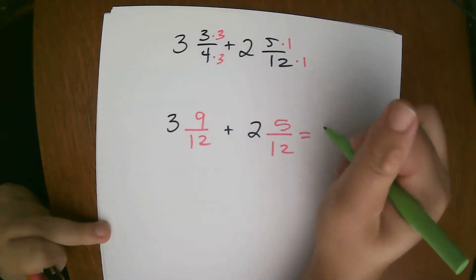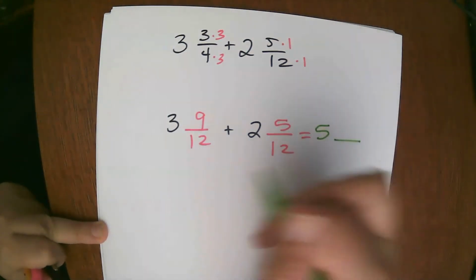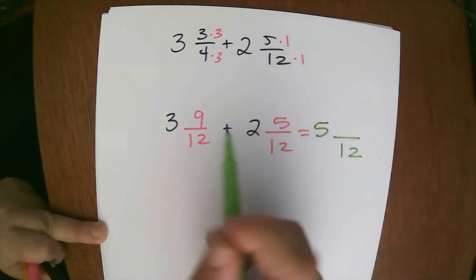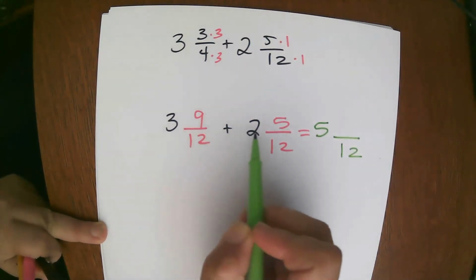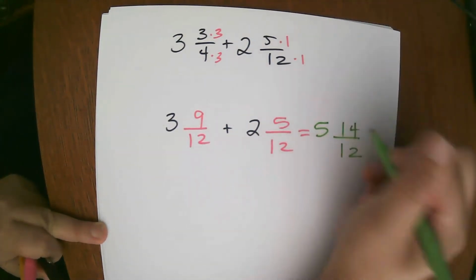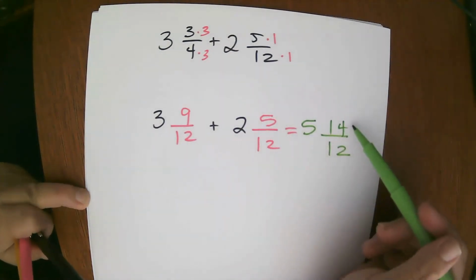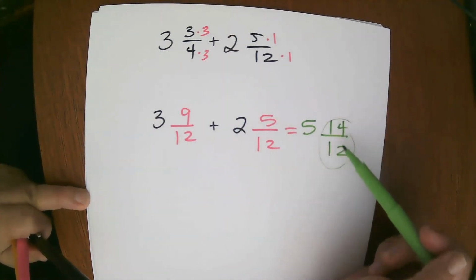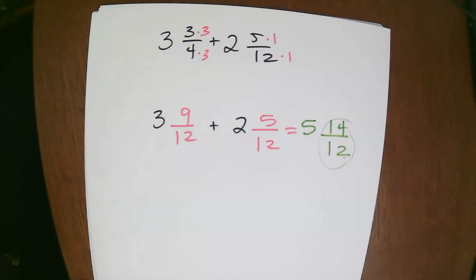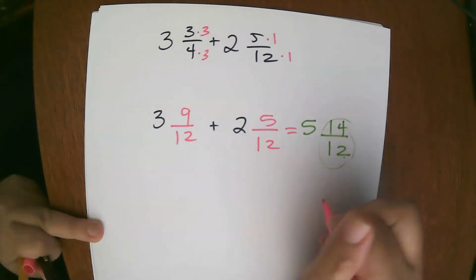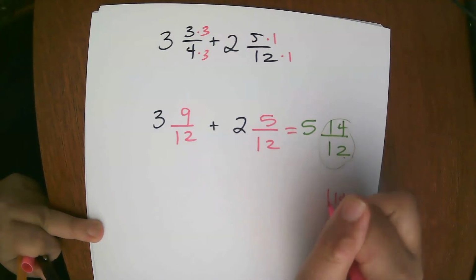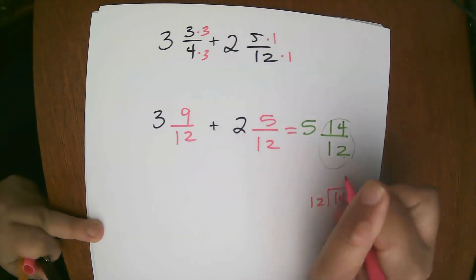Next, what I'm going to do is just add my whole numbers. So 3 plus 2 is 5. Okay. Remember, denominator stays the same, just carries over. And then 9 plus 5 is 14. All right, what do you notice about this? Improper, right? So let's convert it. Can't leave it like that.